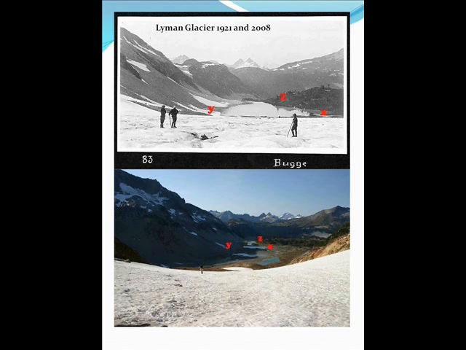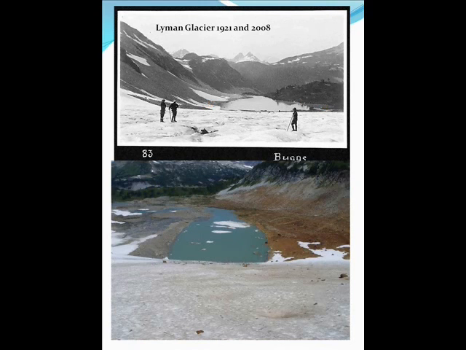Here we have points X, Y, and Z labeled, 1921 view from on the glacier looking down valley. The same points 2008 looking down valley. A whole series of lakes evident in 2008. The lake in 1921 is way in the distance by the letter Z.